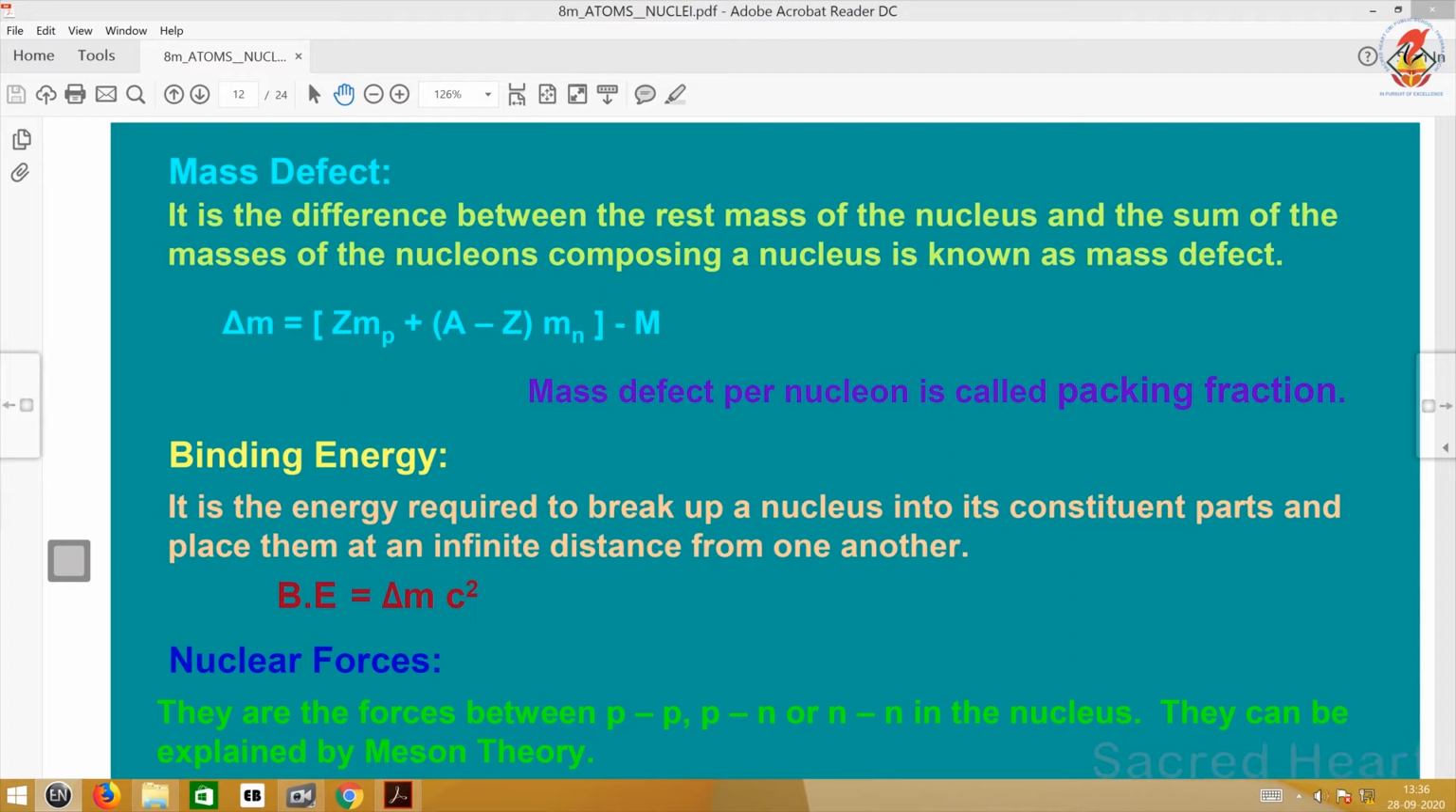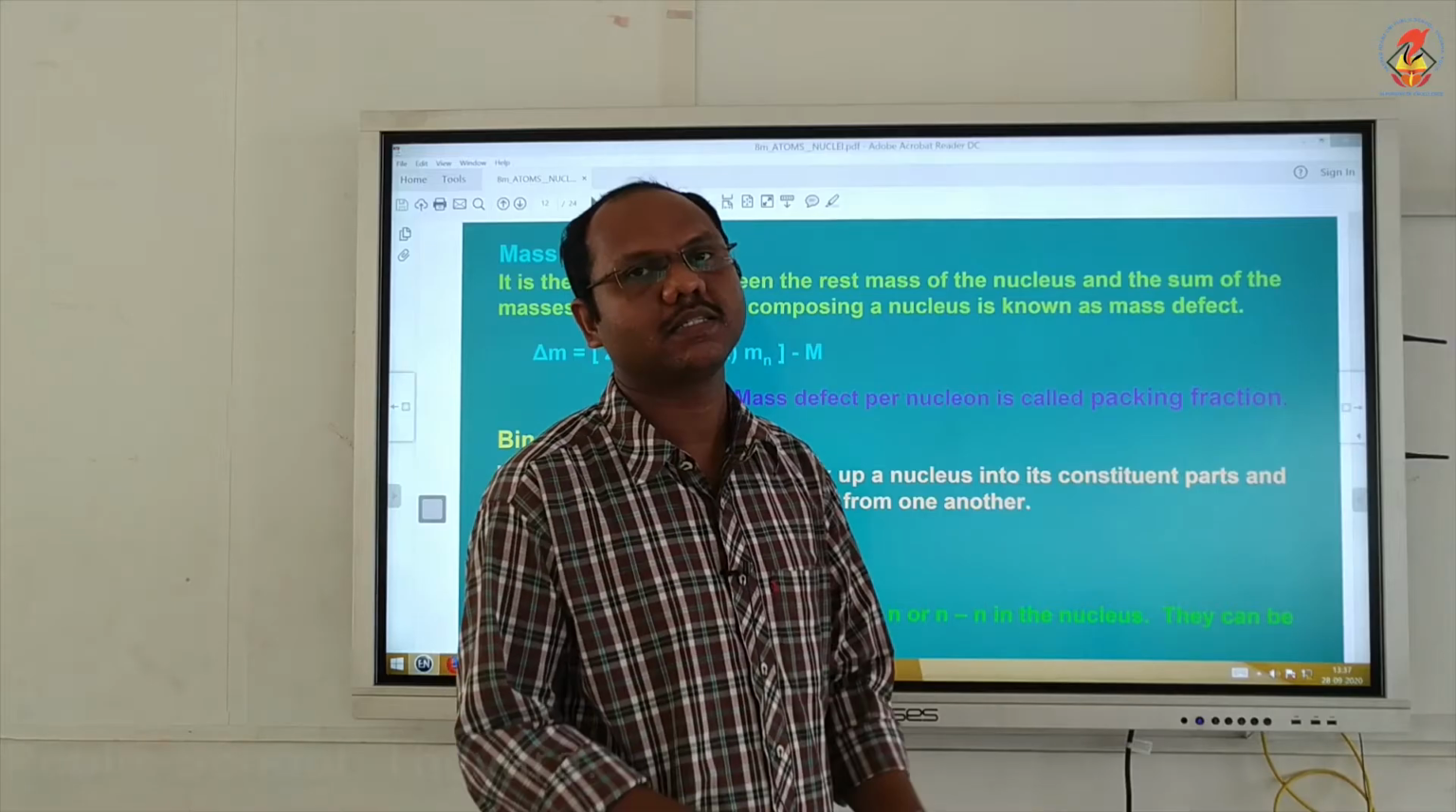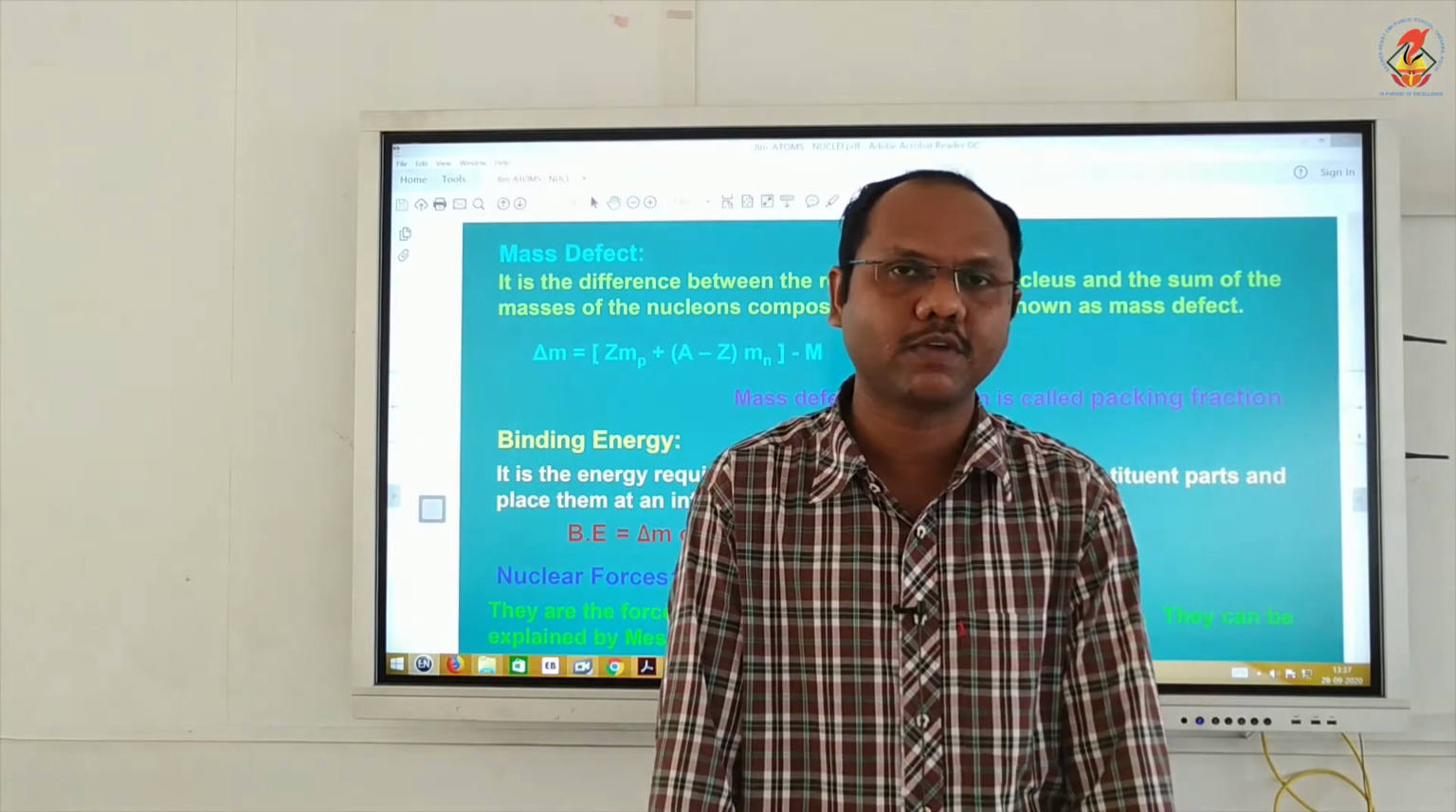I added both and subtracted M from it. M is the mass of the nucleus. The mass of the nucleus is lesser than this quantity, which is why I subtract the mass of the nucleus. That is called mass defect. Mass defect per nucleon is called packing fraction.